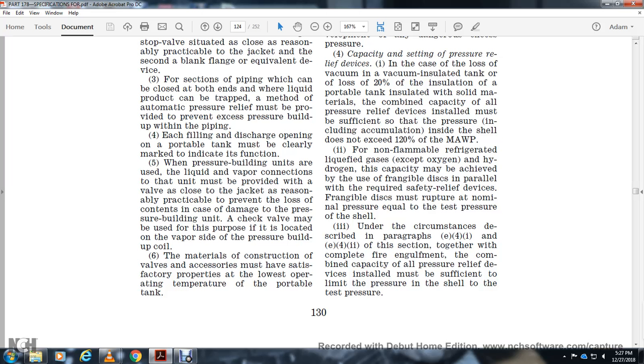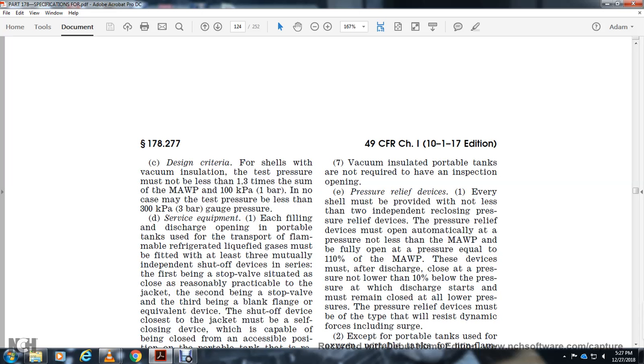The vapor side of the pressure building coil must be constructed of material with valves and accessories suitable for the operating temperature of the portable tank. A vacuum insulated portable tank is not required to have an inspection opening. Pressure relief devices: the tank must be provided with not less than two independent reclosing pressure relief devices. The pressure relief device must open automatically at a pressure not less than the maximum allowable working pressure, and be fully open at a pressure equal to 110% of the maximum allowable working pressure. After discharge, the device must close at a pressure not more than 10% below the pressure at which discharge starts, and must remain closed below that pressure.